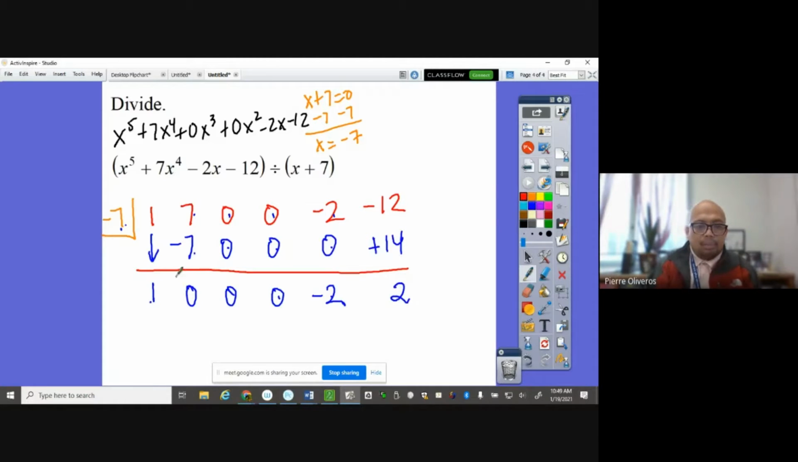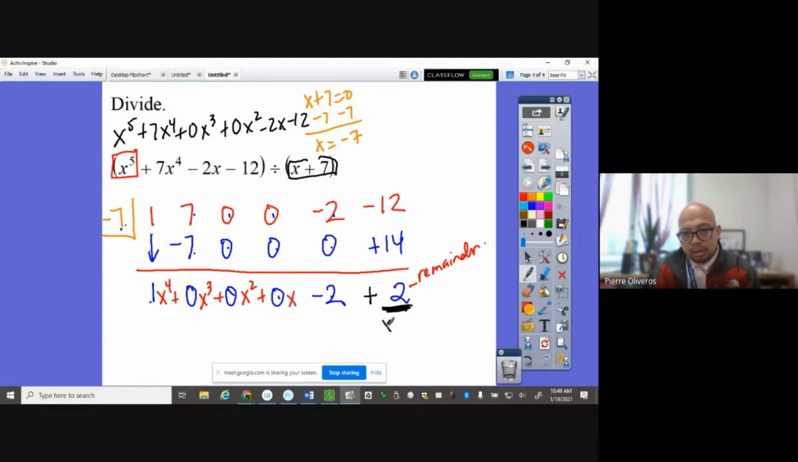Now we follow step 1. Since the degree here is the fifth power, this will be x to the fourth plus x cubed plus x squared plus 0x minus 2. And then we have the remainder of 2. So that will be part of our answer. So again, what do we do here? We put a plus because that's positive 2. Divide just the remainder of 2 by the divisor x plus 7.